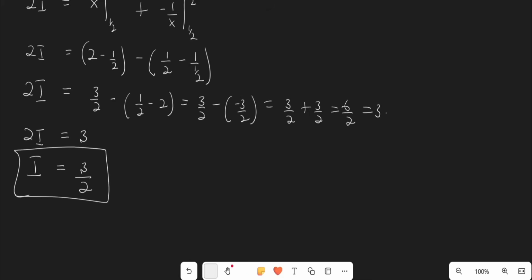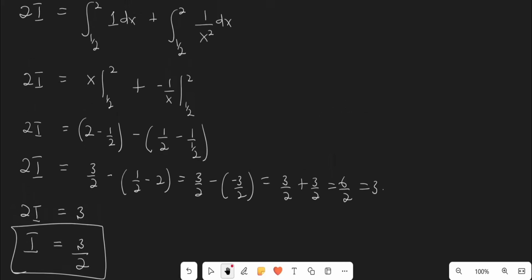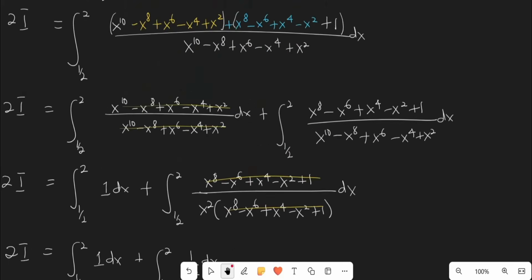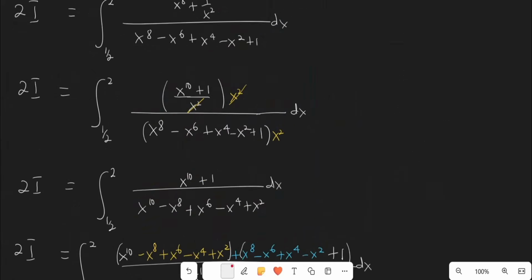And this is the answer that MIT gave for this beautiful integral. Yeah, so that is how I solved this integral.